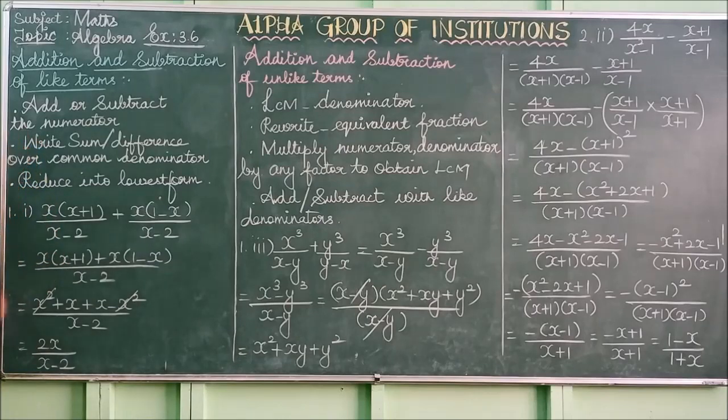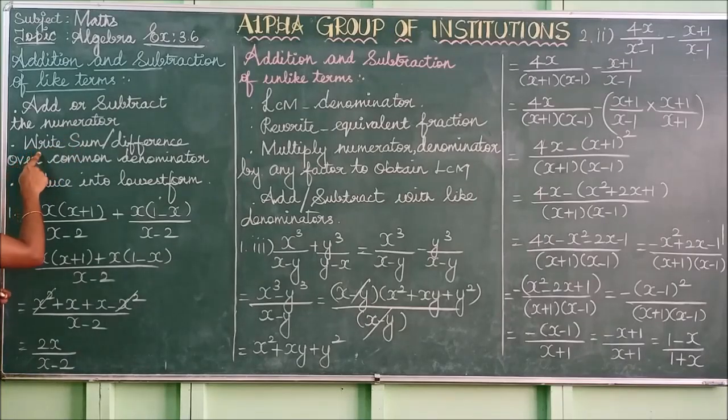So first of all, we are going to see the like terms. Read the steps of what you have to do. Add or subtract the numerators. First you have to check: like terms means the denominator will be the same. If given as addition, you have to add the values of the numerators. If it is a subtraction sum, you have to subtract the numerator values.